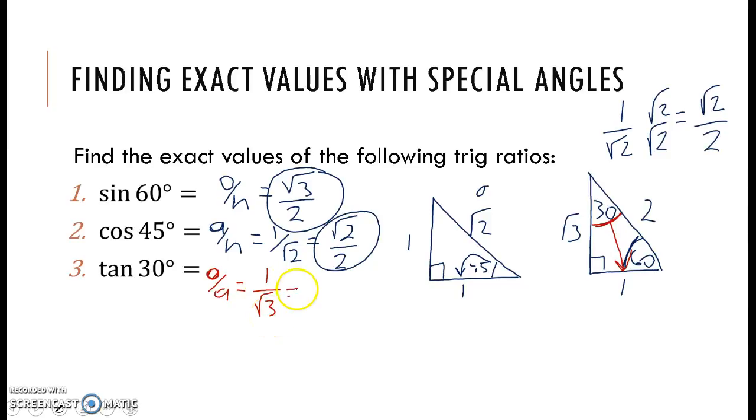And so we could leave it like that, but that's not the best form. What we want to do is take 1 over the square root of 3 and multiply the top and the bottom by the square root of 3. And that's going to give us the square root of 3 on top over the common denominator, which is 3. So it's the radical 3 over 3. Those are some exact values of trig ratios.